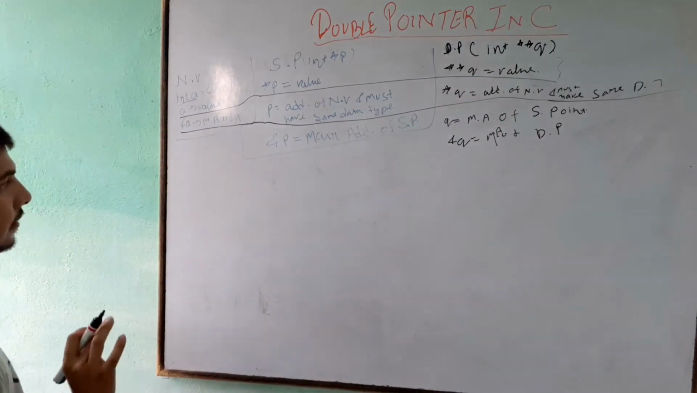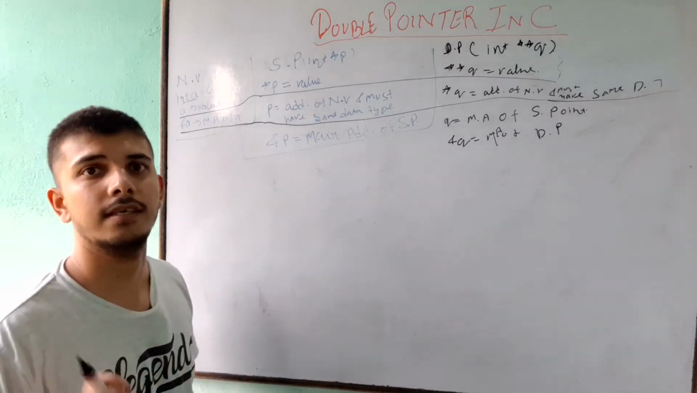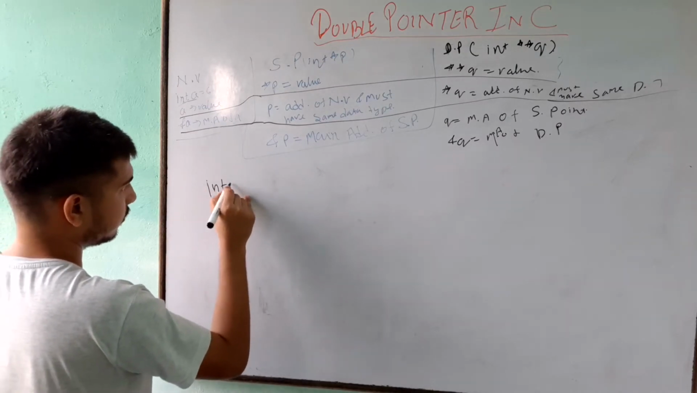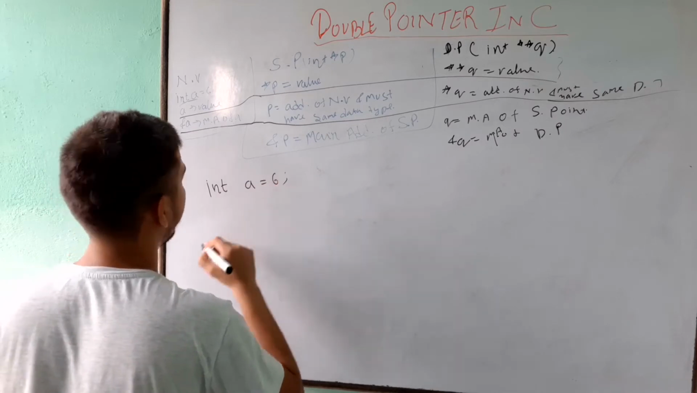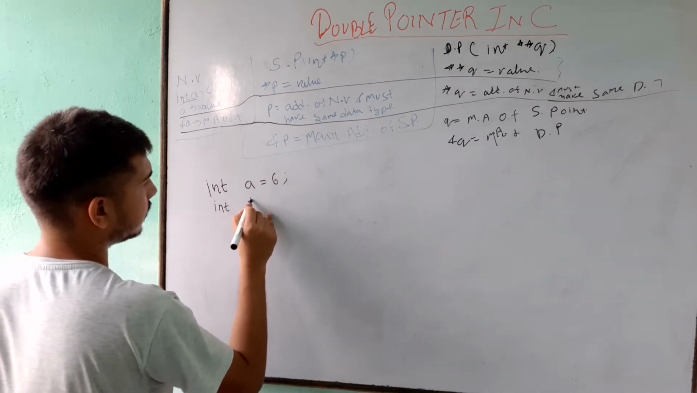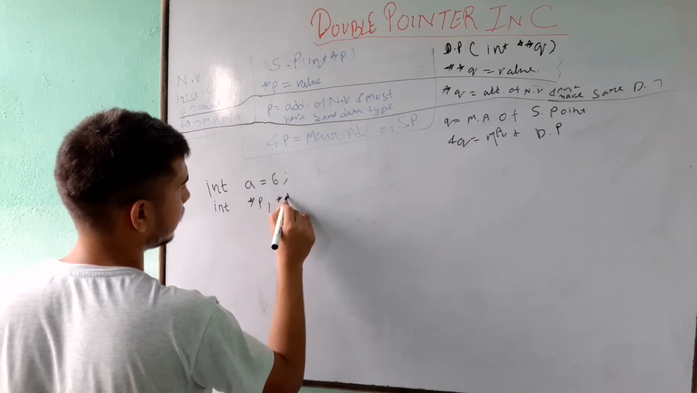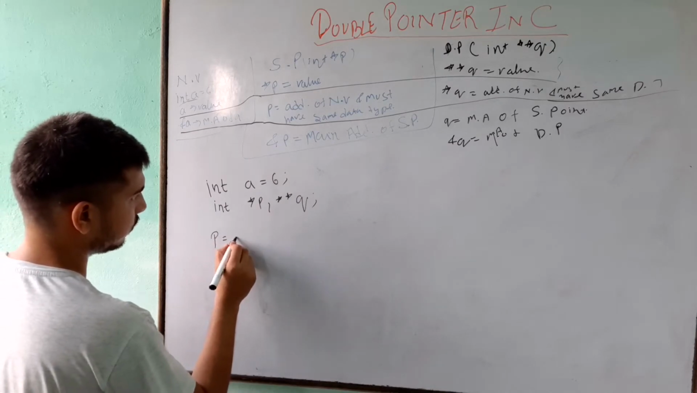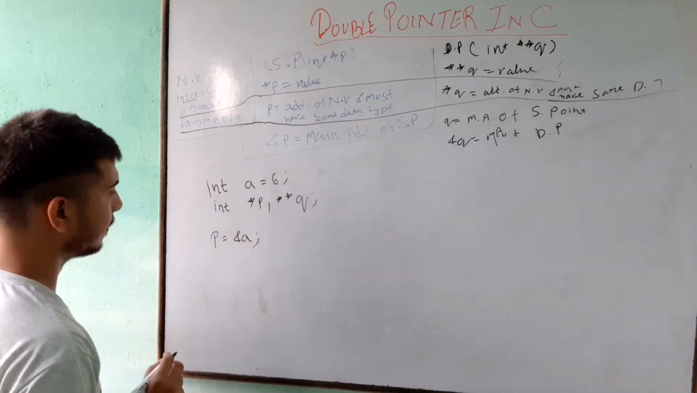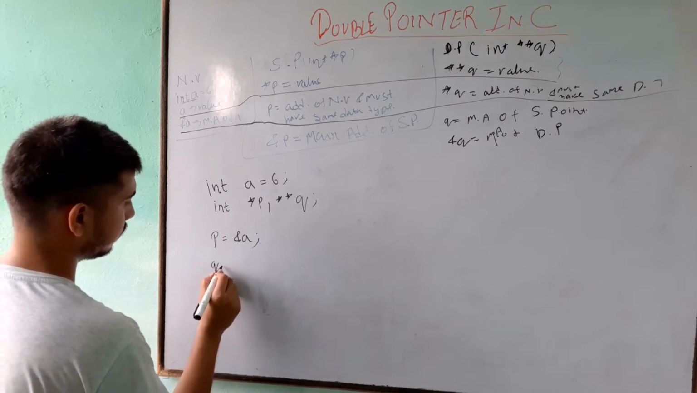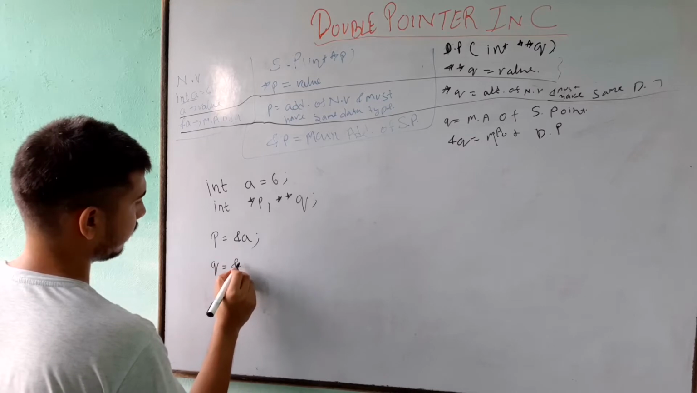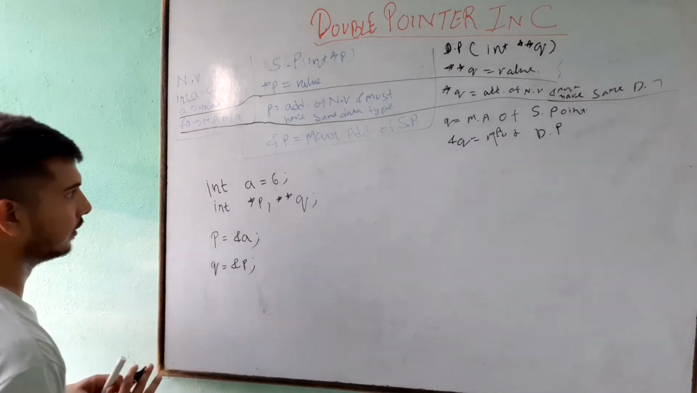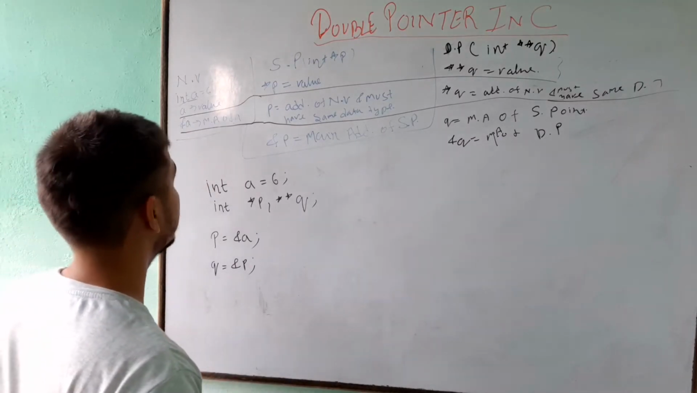Let's see a simple example. Just be relaxed, this is going to be easy, I suppose. *p, and let's say there is **q. Now I am writing p is equal to &a, and q is equal to &p.